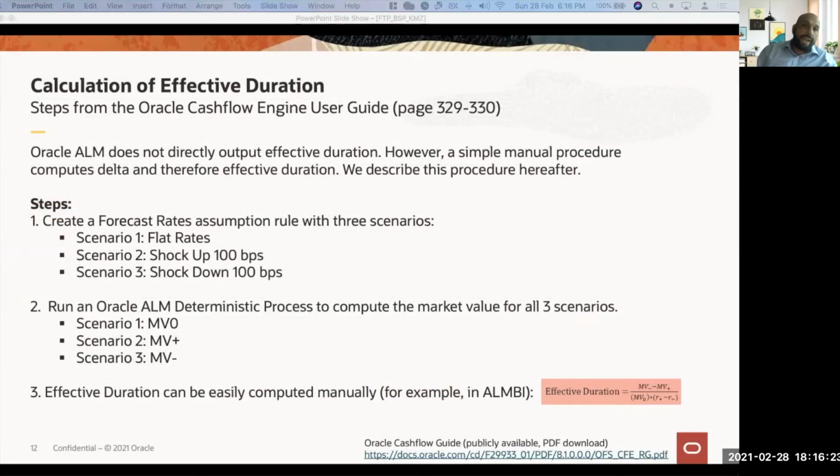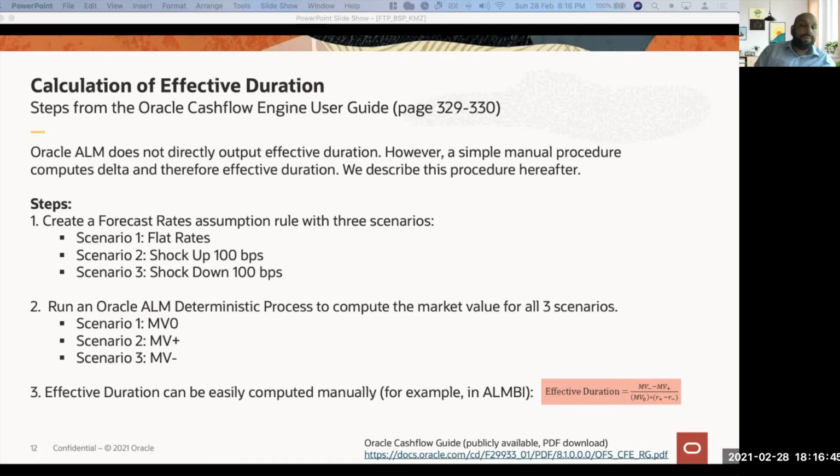There is one last calculation I want to leave you with: effective duration. What is effective duration and how is it different from modified duration? Well, effective duration looks at the entire stream of cash flows, and as such, it will result in a higher number than the modified duration. I've extracted the steps from the user guide, and you can see them on the screen.